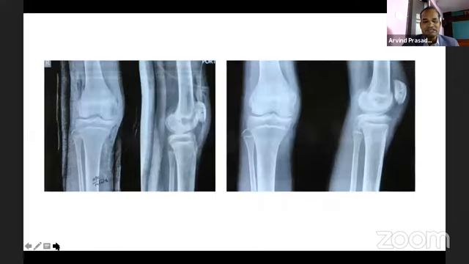So in this case, the Roux-Goldthwait with the lateral release and the MPFL reconstruction was done. For reconstructing the MPFL in the pediatric age group, the femoral point in adults is different, but in pediatrics it should be placed distal to the physis. So this was done in this case.